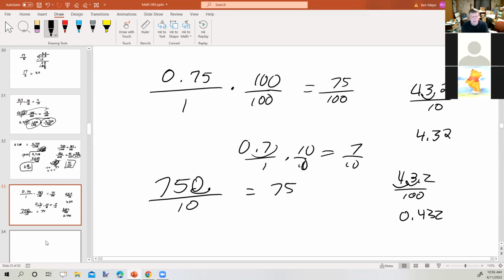So multiplying by 10 moves the decimal point one place to the right. Multiplying by 100 moves it 2 places to the right, by 1,000, 3 places to the right. Dividing by 10 moves it 1 place to the left. Dividing by 100 moves it 2 places to the left. Dividing by 1,000 moves it 3 places to the left. The number of zeros in the divisor tells you how many places you move it to the left. Any questions about that?